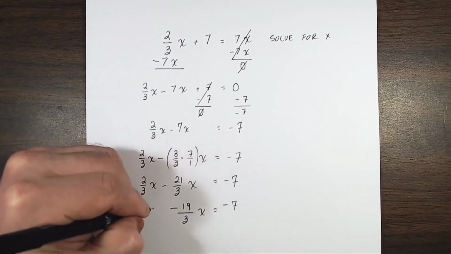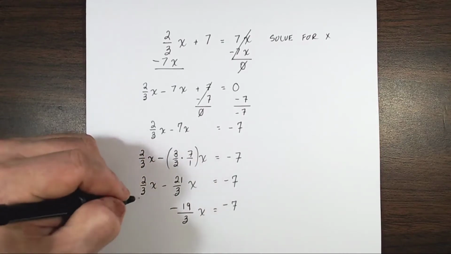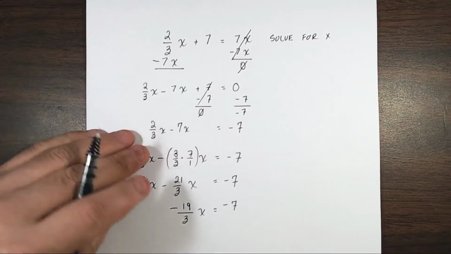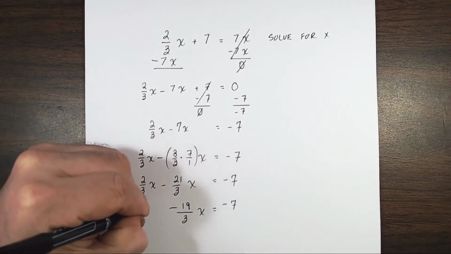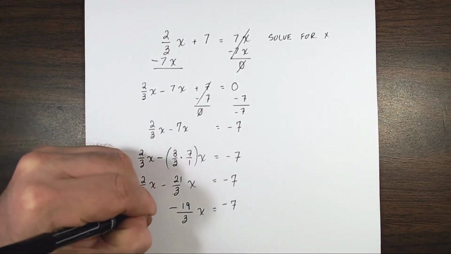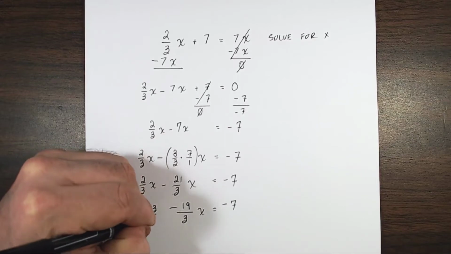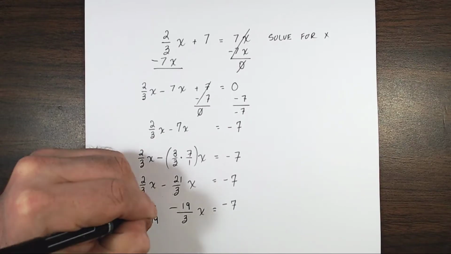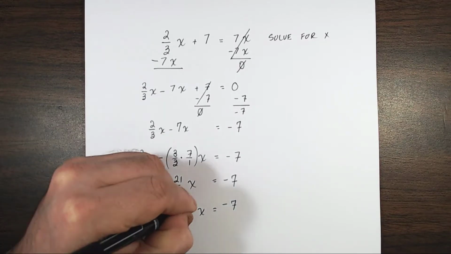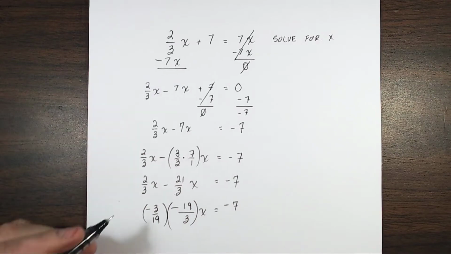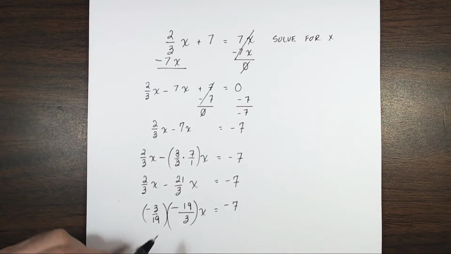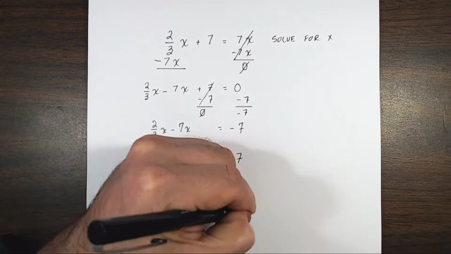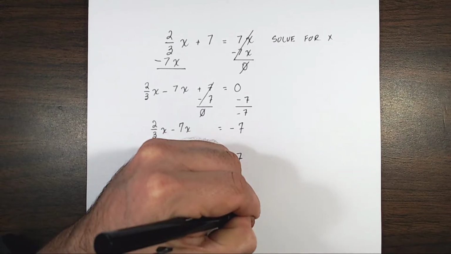What does that mean? Well, this is -19/3. What is the reciprocal of that? It's just -3/19. So I'm really multiplying out the left side, and I have to do the same thing on the right, -3/19.